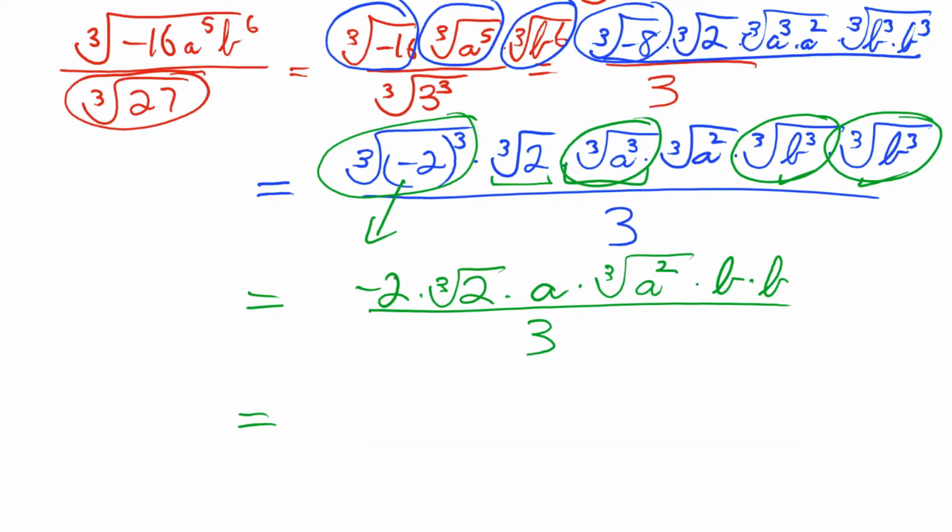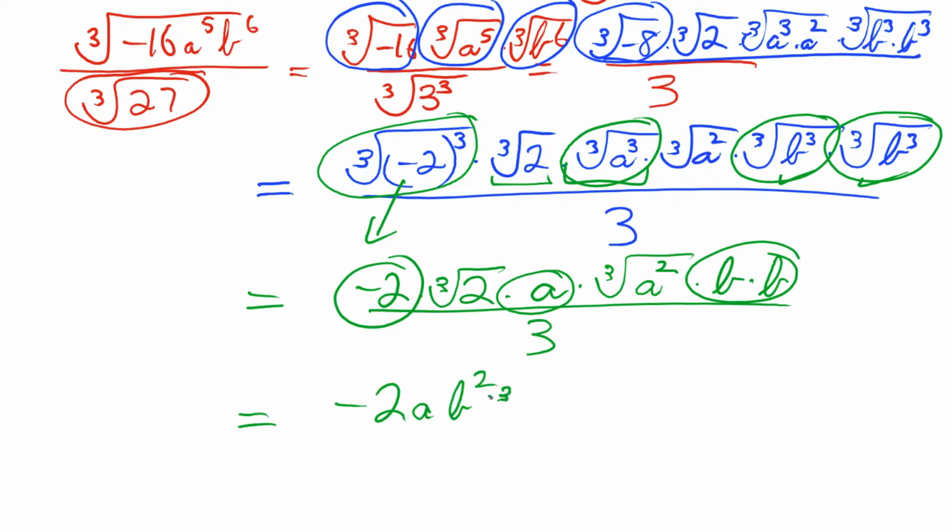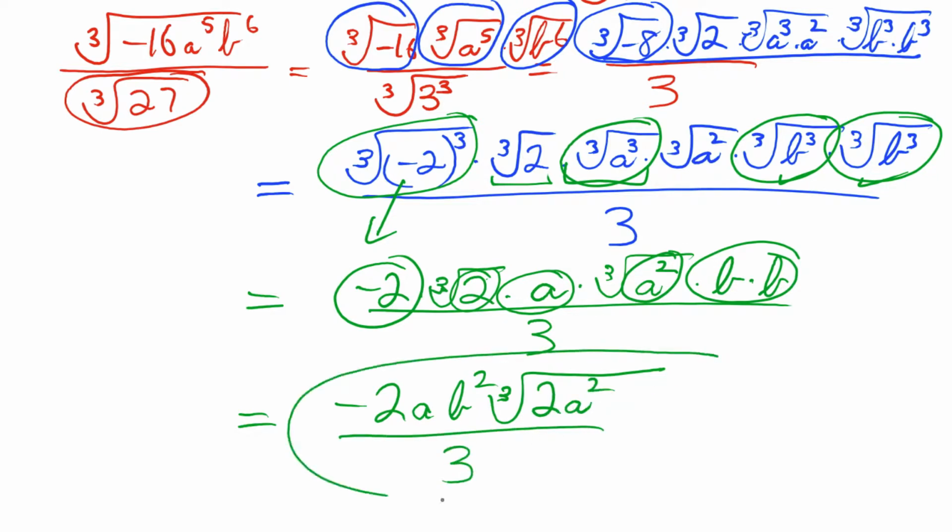All right, so if we clean this up, let's multiply together the rational sections. That would be negative 2ab squared multiplied by the cube root of, and since these are both cube roots, we can combine and multiply the radicands, 2a squared, all divided by 3. There is my reduced form.